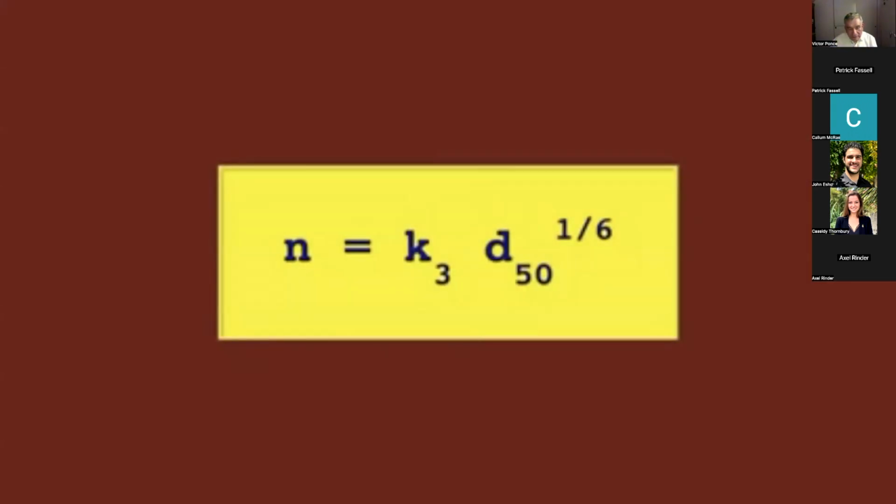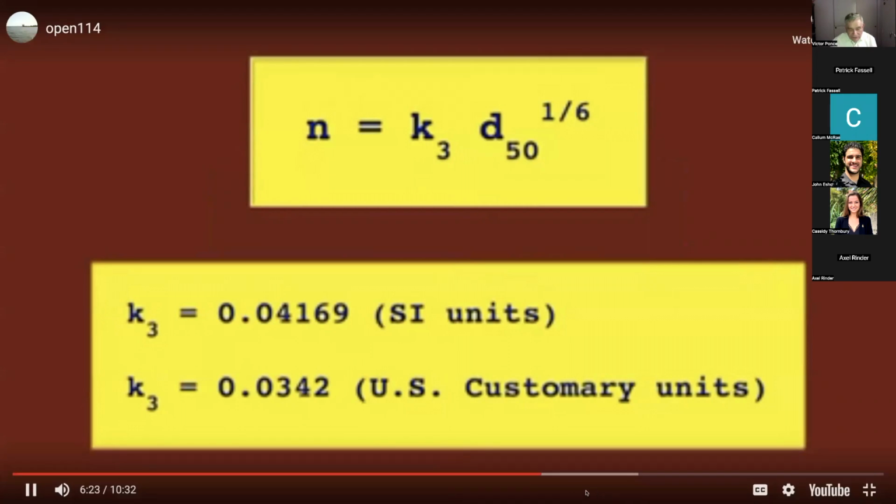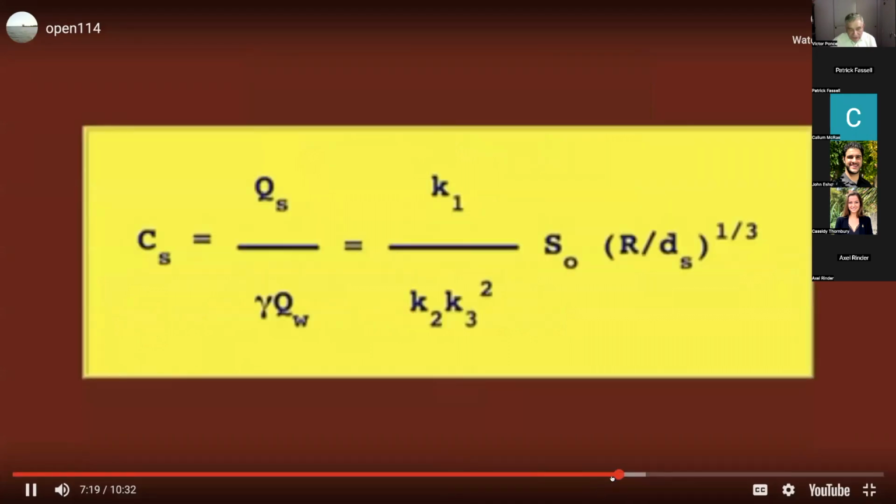The Strickler relation for Manning's n is as follows, where K sub 3 is equal to 0.04169 in SI units, with D50 in meters. And therefore, the dimensionless Lane relation is as follows.